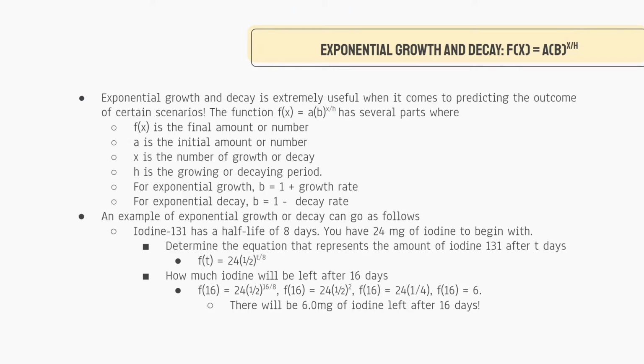For the second part, we're asked how much iodine will be left after 16 days. So t, again, is the same as our x value, and so we just substitute that into our equation. So f of 16 is equal to 24 times 1/2 to the power of 16 over 8. First, we'll deal with the 16 over 8, which is equal to 2. Then we do 1/2 squared, which is 1/4. Then finally 1/4 times 24 is the same as dividing 24 by 4, which will give us the answer of 6.